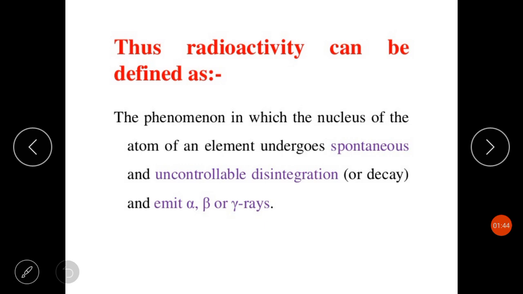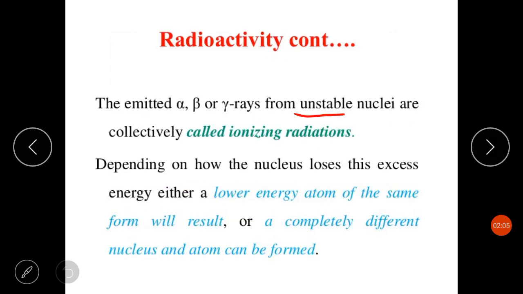So which substance will lead to the process of radioactivity? A substance that contains unstable atomic nuclei. Again I am repeating, a substance that contains unstable atomic nuclei is considered to be radioactive. Radioactive materials emit nuclear radiations which mainly consist of alpha, beta or gamma rays.